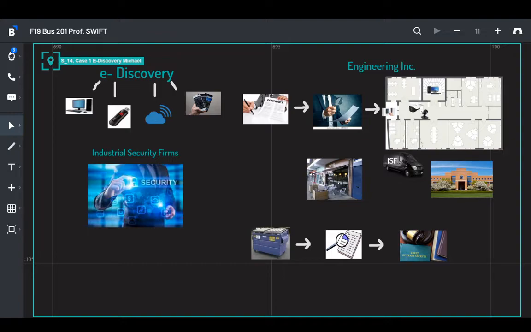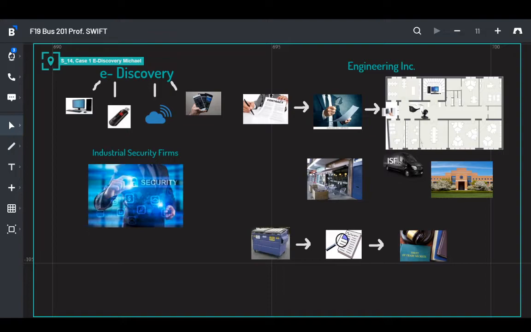So then you've got two companies. You've got the industrial security firm and you have the engineering firm with a bad employee, in which what did they have to do to make it as easy as possible for them to hand over information to the employee that's suing them? You're talking about the e-discovery.